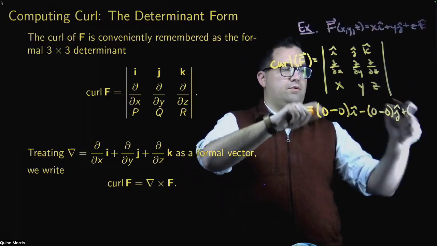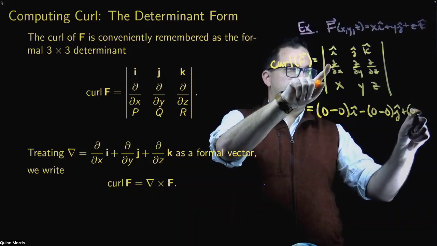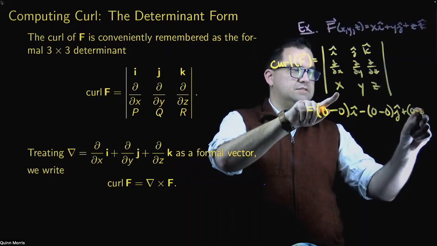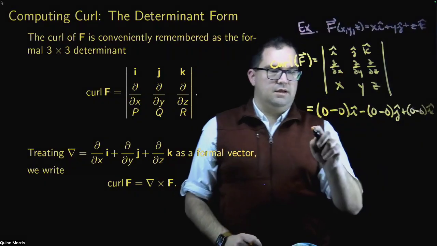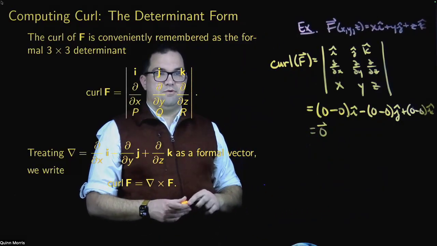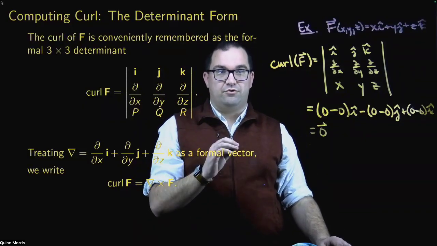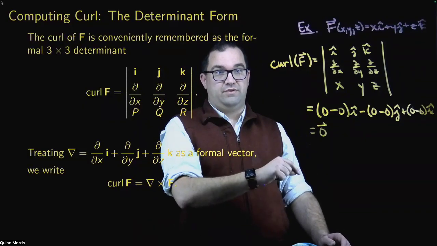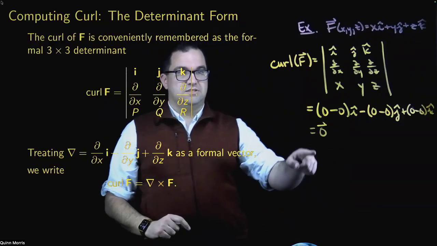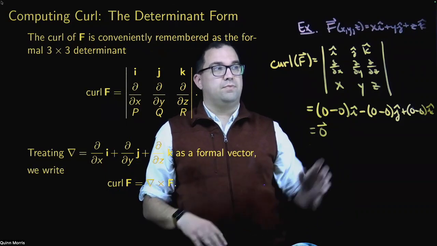Now for my k component, I'm back to a plus again. So d/dx of y is 0, minus d/dy of x is 0. Okay, and so in fact, I get that the curl of this vector field is the 0 vector. So again, I want to emphasize the curl of a vector field gives you back another vector field. So it's not here that the curl is the single vector 0.